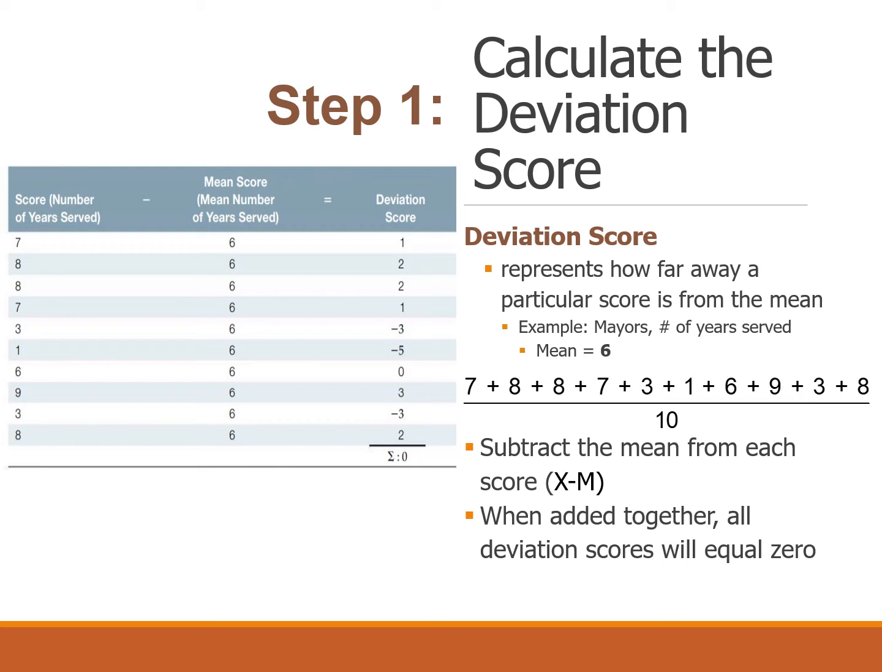That's how we get it. We subtract the mean from each of the scores, and then when added together, the deviation scores will be 0. So right now, we have calculated the deviation score for each score in our population or in our set.